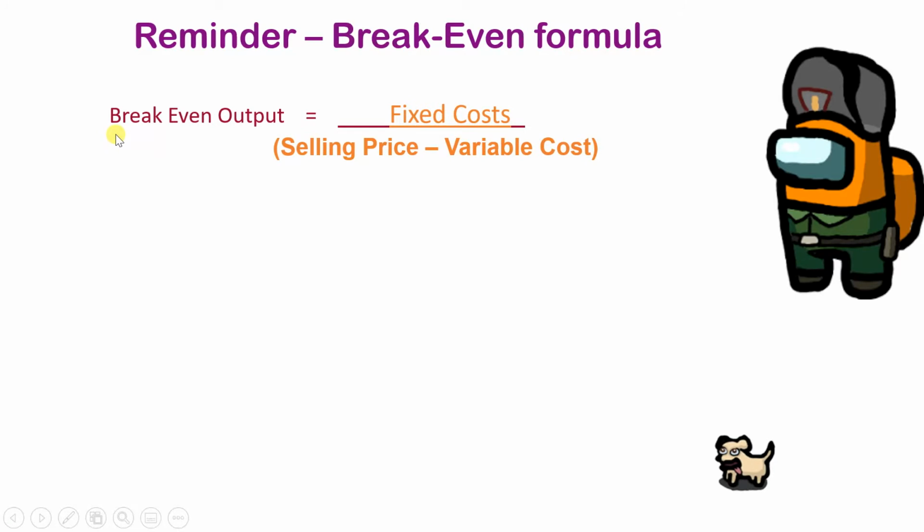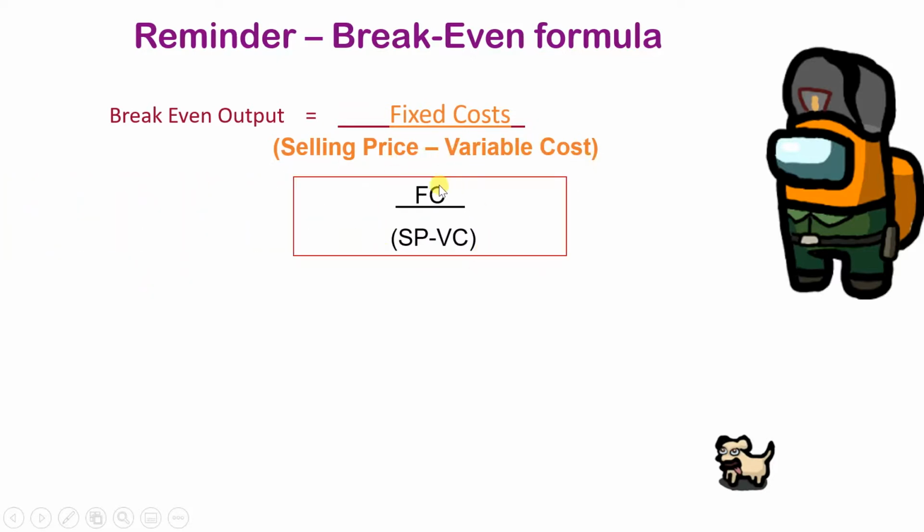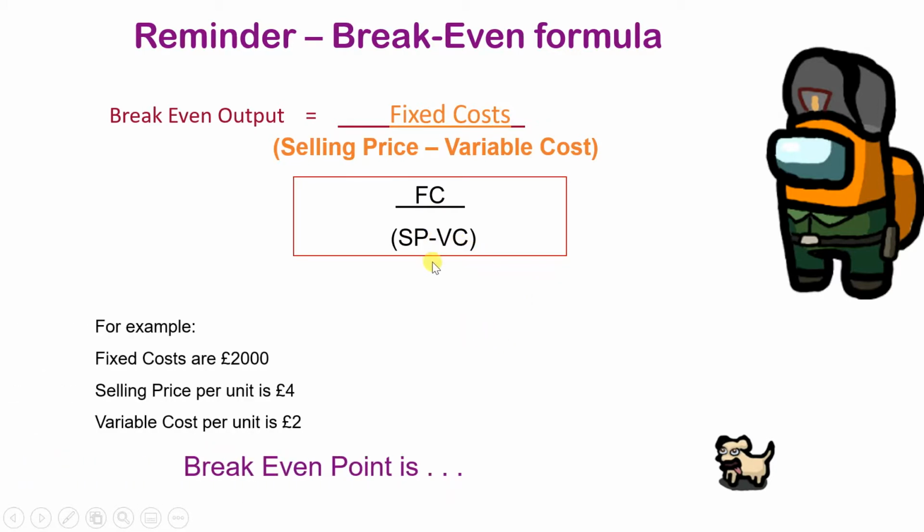A reminder on the break-even formula. Break-even output is fixed costs over selling price minus variable cost. Or if you prefer to see it written algebraically, yeah, I made that one up, it's FC over SP minus VC. Here's our lovely example to make sure that you've got it.